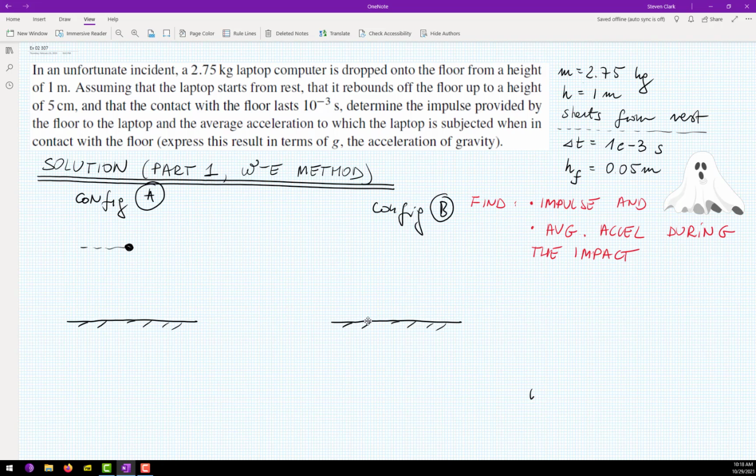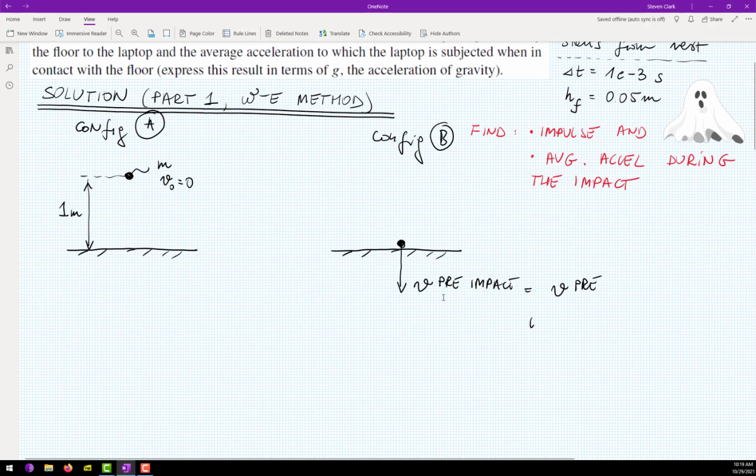We will model it as a particle. This distance is 1 meter. It has mass m and initial velocity 0. And at the end, our laptop will unfortunately hit the ground with some velocity, v pre-impact. But let's save some ink and call it v pre. That's it. We're going for work energy.